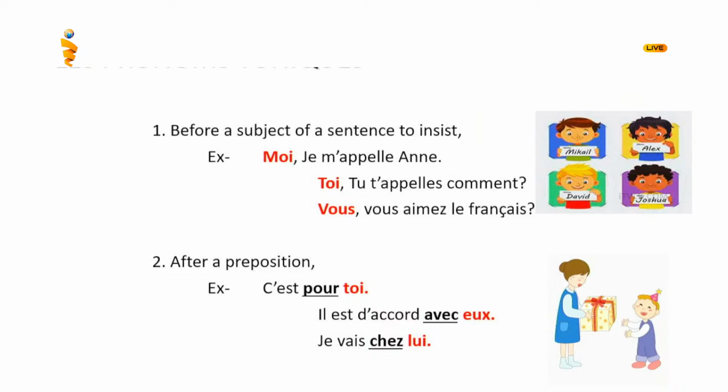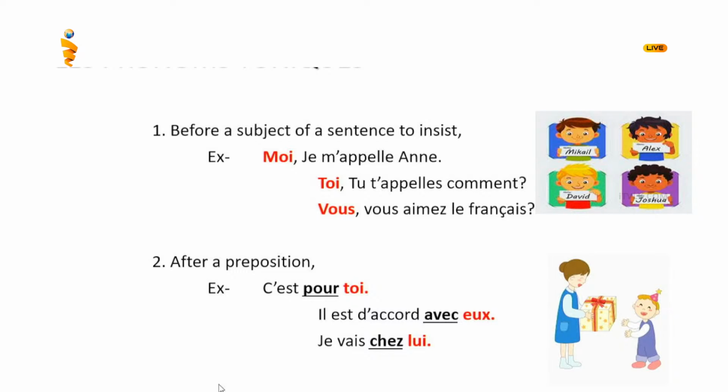Pour is a preposition. Look at the second example. Il est d'accord avec eux. He agrees with them. With the preposition avec, after that, you have to use pronoun tonic. Look at the third example. Je vais chez lui. Chez is the preposition. After that, you have to use pronoun tonic.